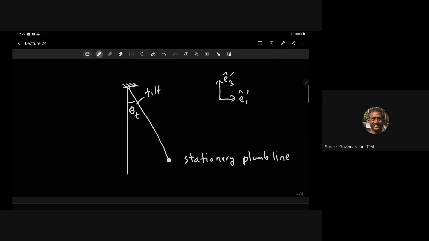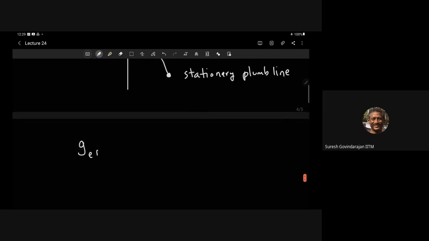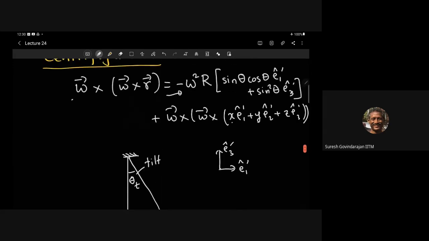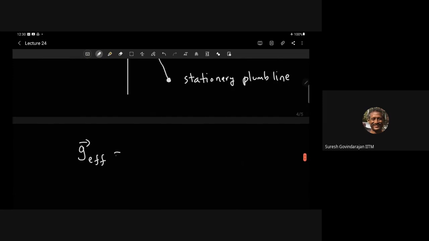So this is what we will call vertical, because any plumber will come with this heavy thing with a string and hold it, so that they will know that's a vertical. But what I'm saying is that the vertical will make some angle with E3 prime. That's not the radial direction. And so what we will get is that there is a G effective. What I'm going to say is that this term can be absorbed into a G effective, and that will look like this.